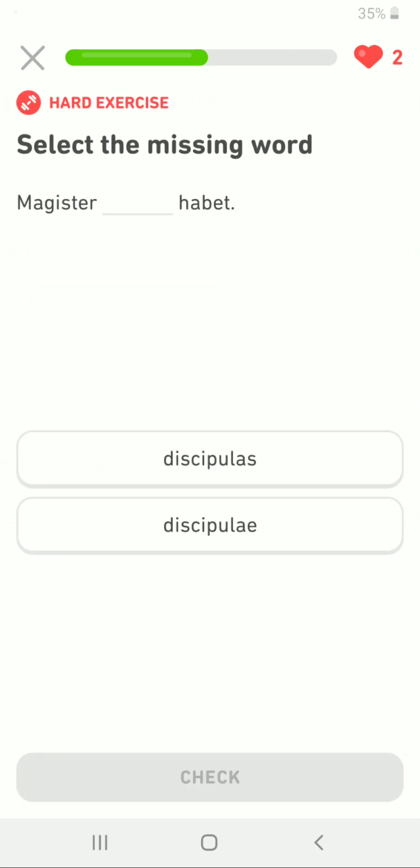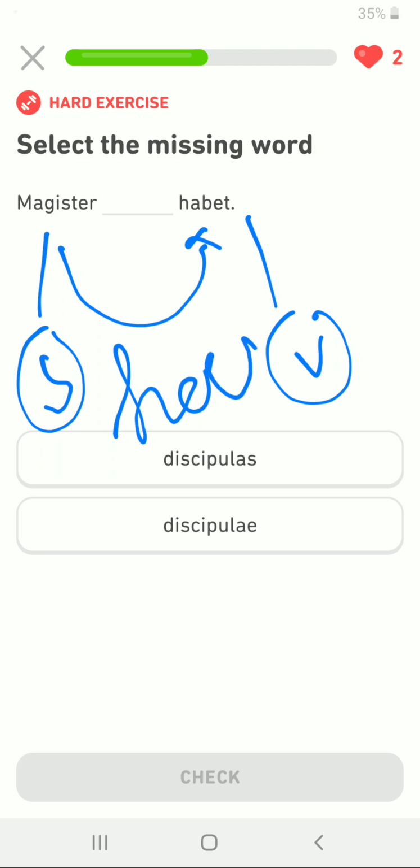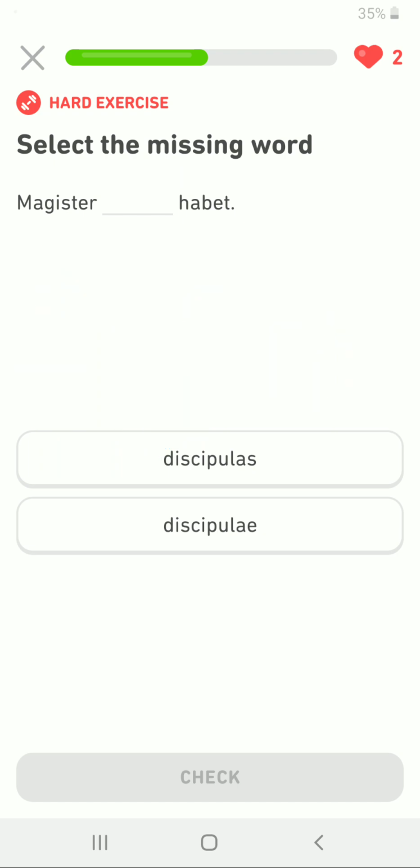Okay, so magister habet. So this is a subject, as we know. This is the verb. So it means has. So what does the teacher have? If you have something, it is also in the object form. Yeah, it's also in the object form. So therefore, we have to change the ending.